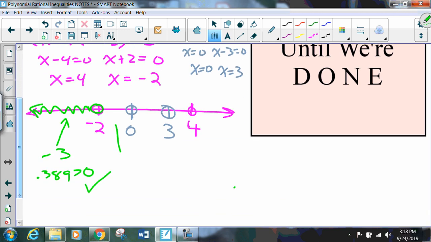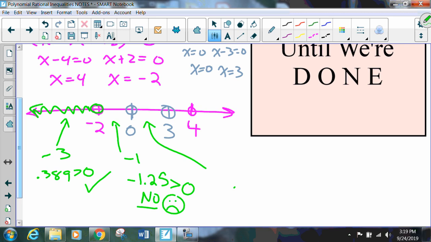So a good number between negative 2 and 0 would be negative 1. When I used my calculator and plugged it in, I got negative 1.25 on the left. Is negative 1.25 greater than 0? No, I think not. You are not part of our solution. Sorry about that. Better luck next time, right?